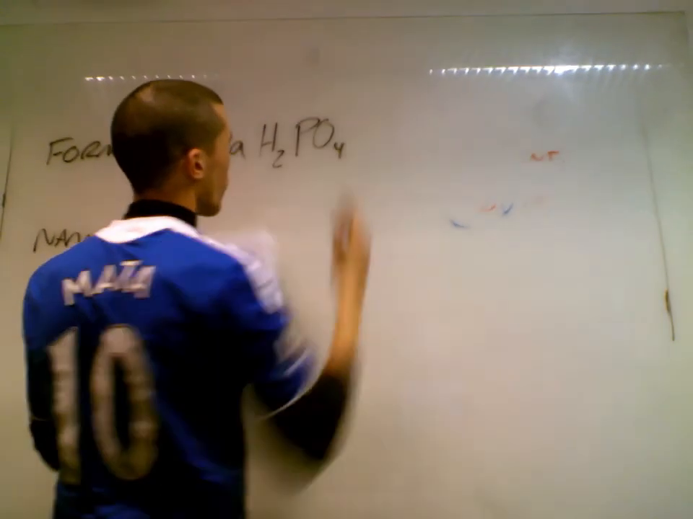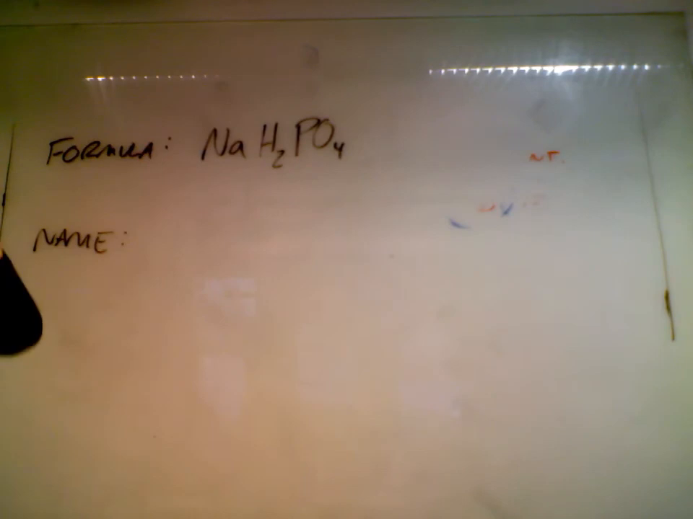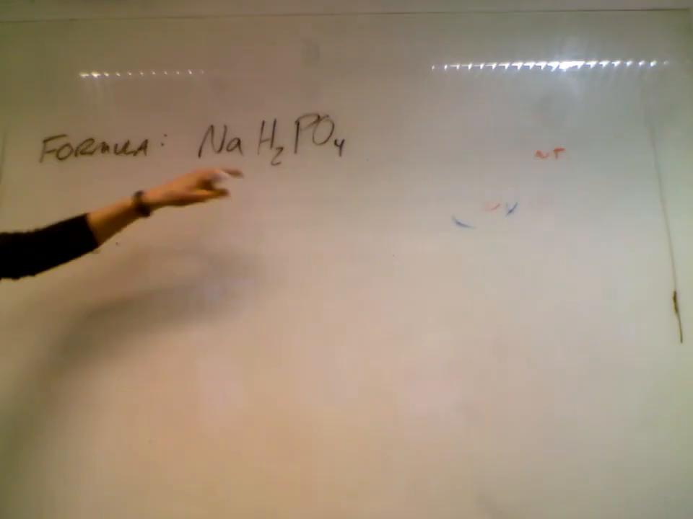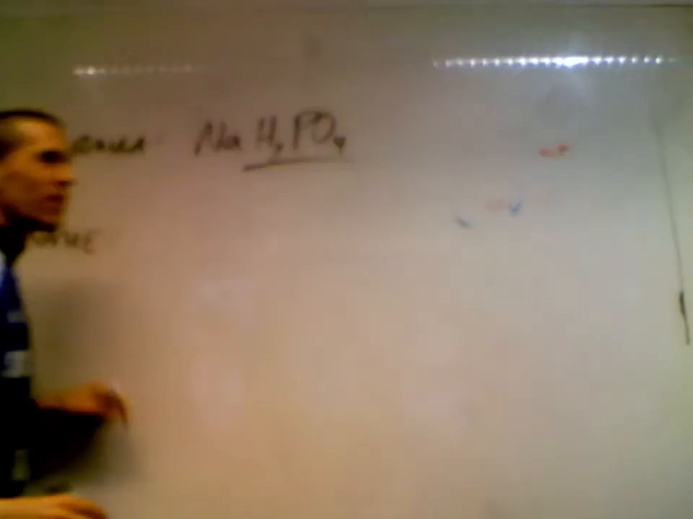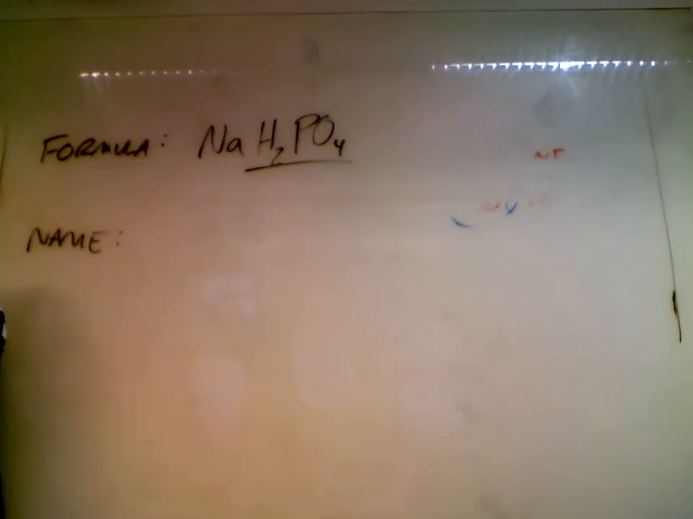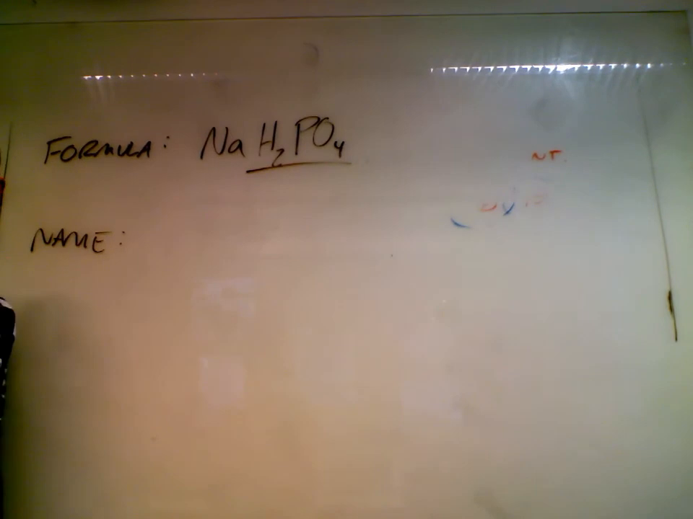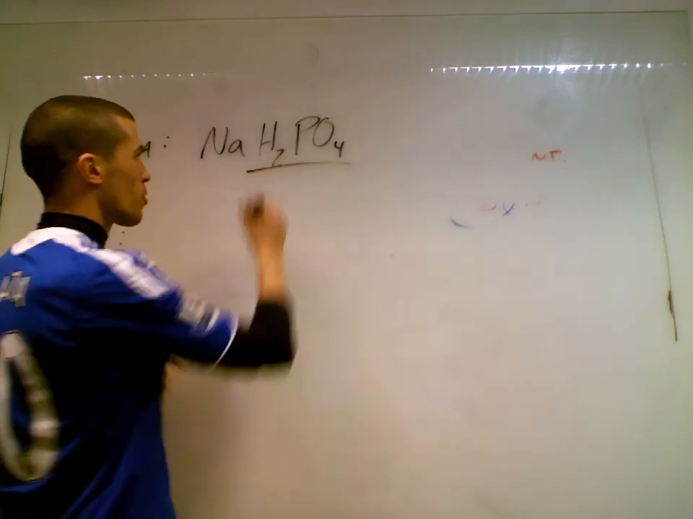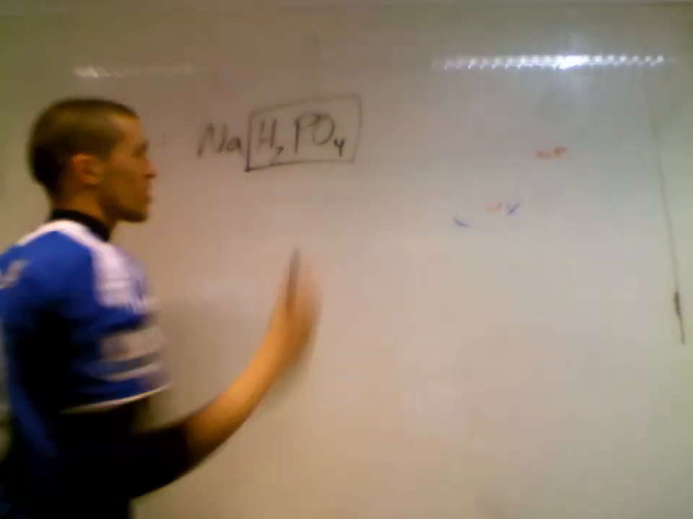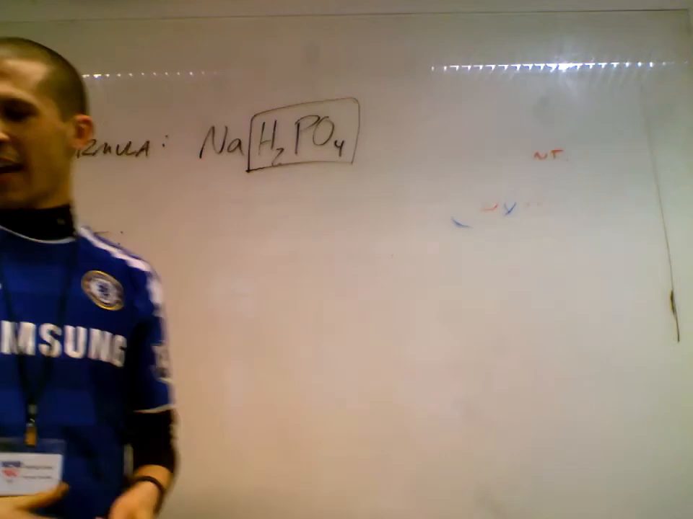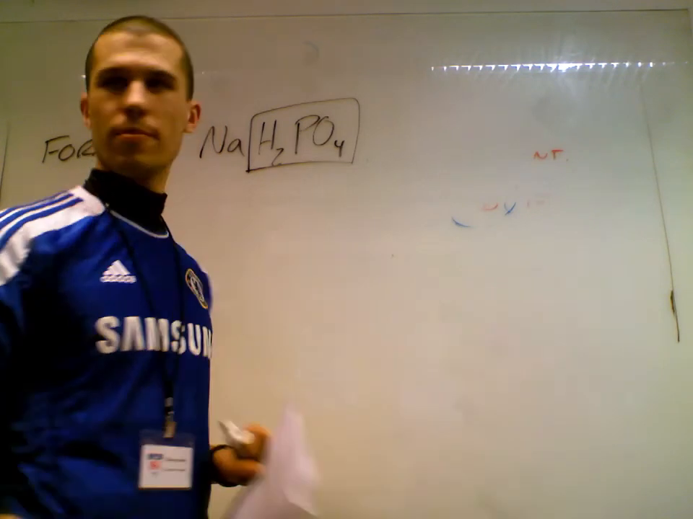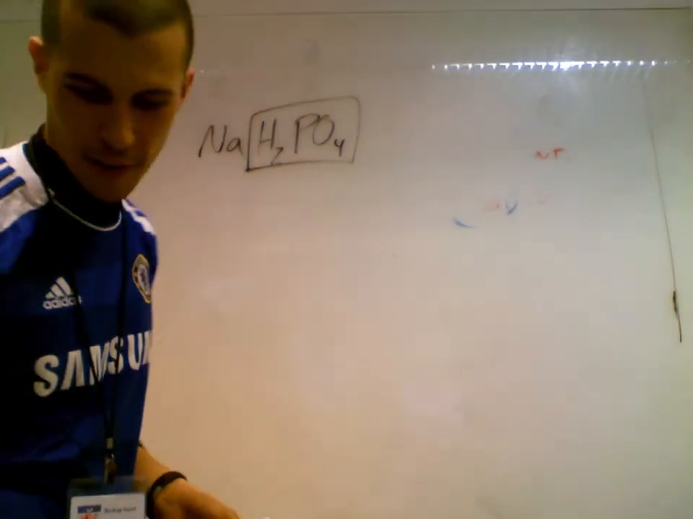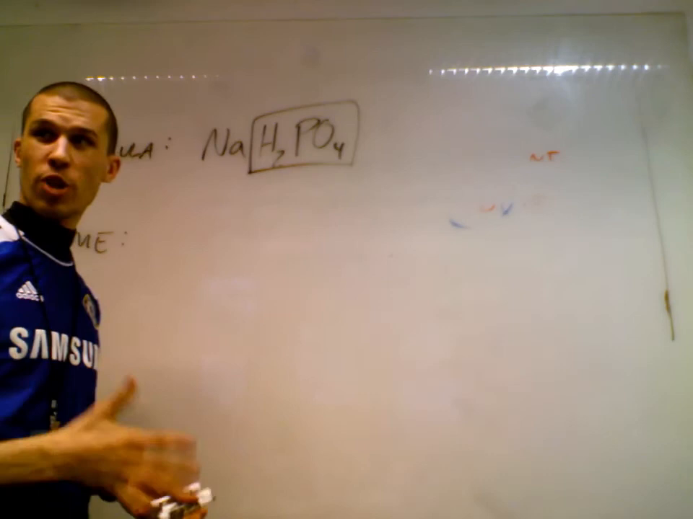Na H2PO4. The first thing you do when you look at this is you don't panic, but you should think, wow, that's a big, big chunk of stuff. That big chunk of stuff is probably a polyatomic ion. So then you should look through your chart and find where it is. I see it's the very first one. Dihydrogen phosphate, and that has a -1 charge.